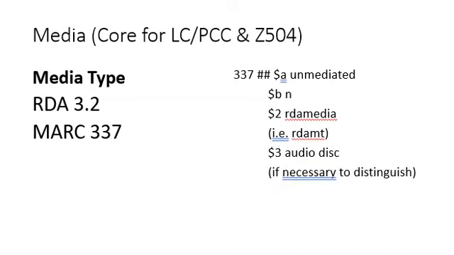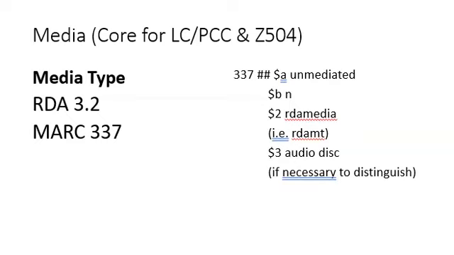Media is defined as a means used to convey information or artistic content. The original recorded terms for media type are listed in RDA 3.2, but the official terminology is now housed in the RDA registry. The link is also in the PDF version of this slide deck.